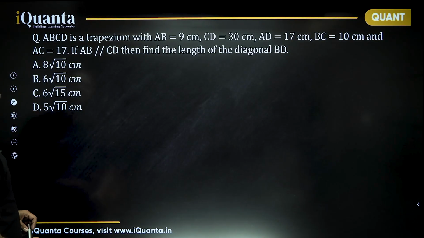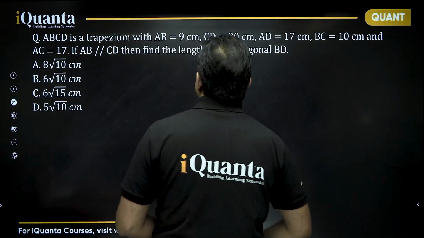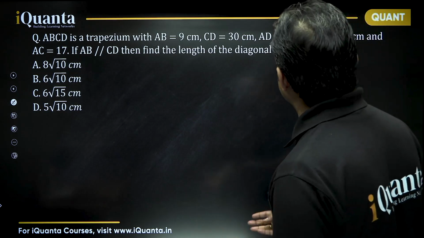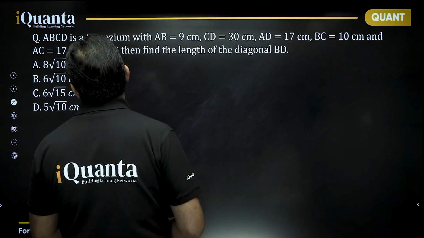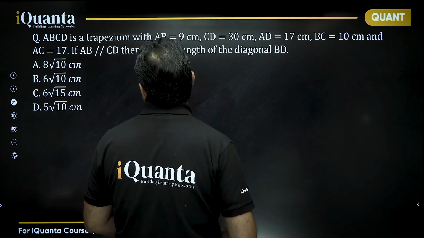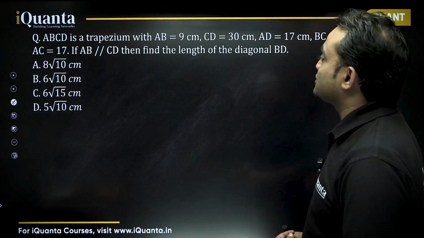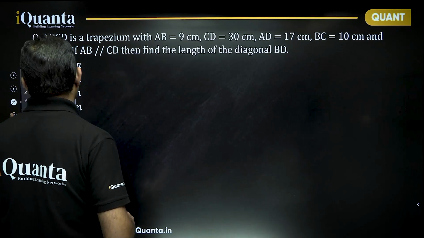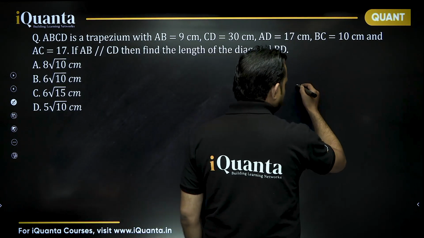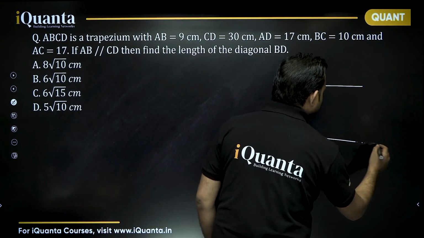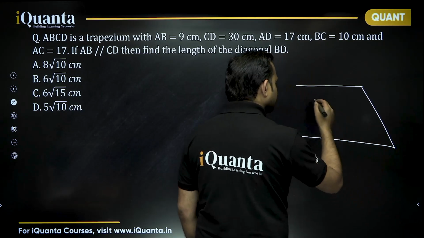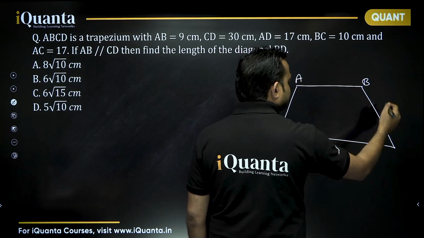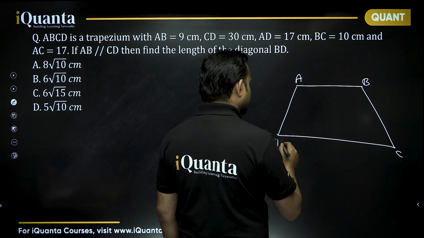It says ABCD is a trapezium with AB equal to 9 centimeter, CD equal to 30, AD 17, BC 10, and AC equal to 17. If AB is parallel to CD, then find the length of the diagonal BD. So let's draw this trapezium like this: A, B, C, and D.